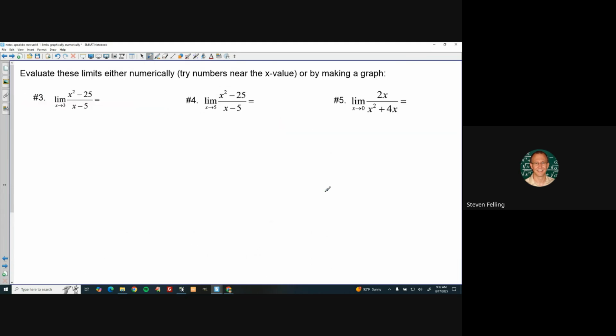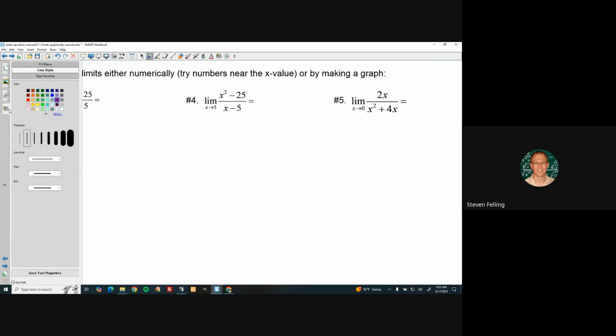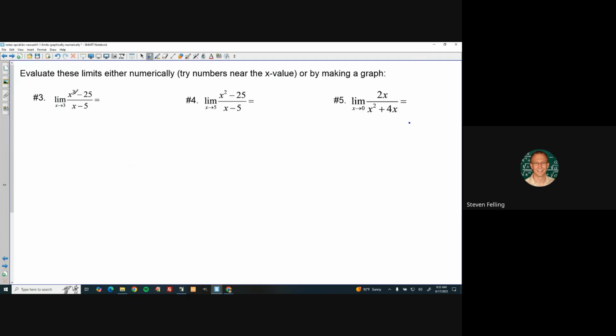All right, so we've just got a few more examples here. Evaluate these limits either numerically or by making a graph. I think we're going to try this numerically. Let's try that. So maybe we could just quickly do, I'll just focus on the notation that you should use to write what you're doing here. Right, so we have to always think about what's happening on the left and the right.